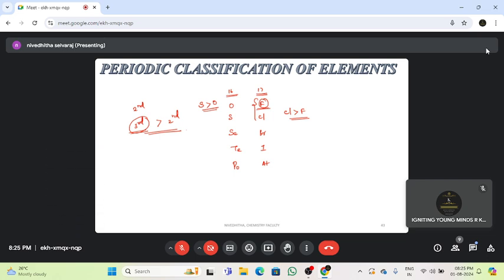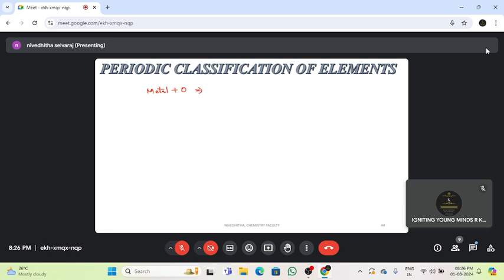Fine, that's it. And the last property is the acidic and basic properties of a few oxides. Basically, metal plus oxygen gives metal oxides, and metal oxides are usually basic in nature. For example, let us take sodium. If sodium reacts with oxygen, we have sodium oxide or sodium peroxide. If sodium oxide or sodium peroxide dissolves in water, it gets converted into sodium hydroxide.